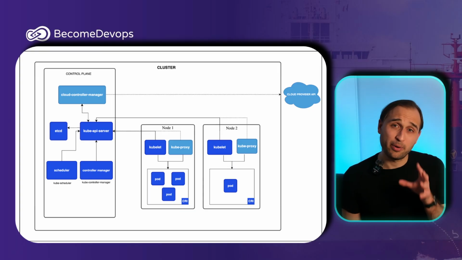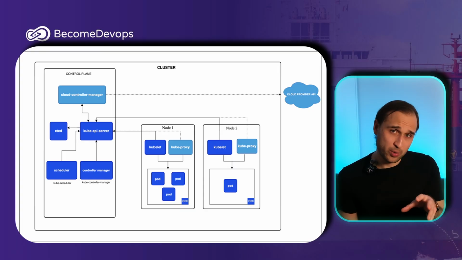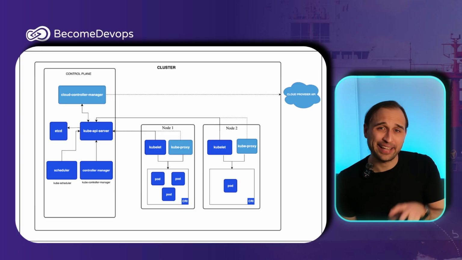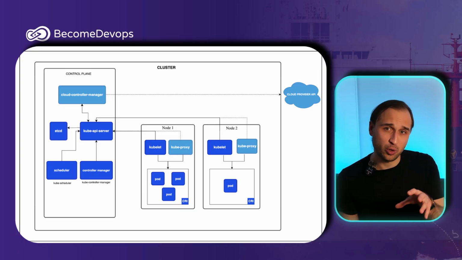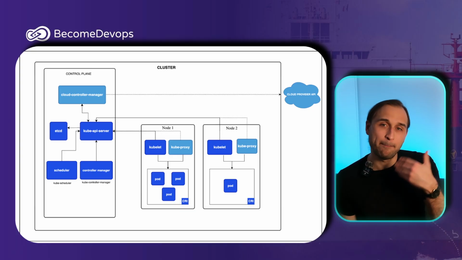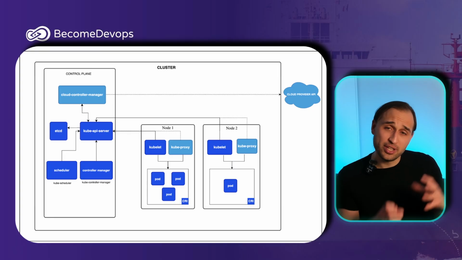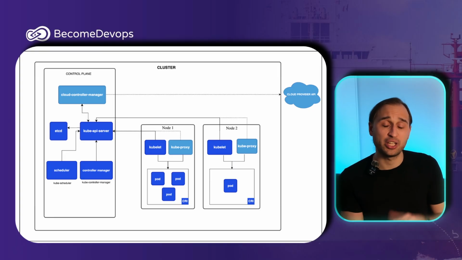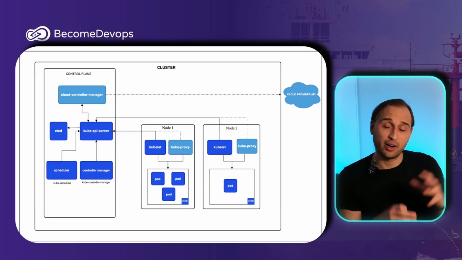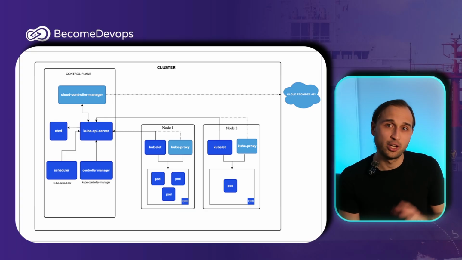Now let's talk about the worker nodes. Worker nodes are managed by the control plane but handle the execution of the workload and communicate their status back to the cluster. So these are the elements that are actually present on the worker node.